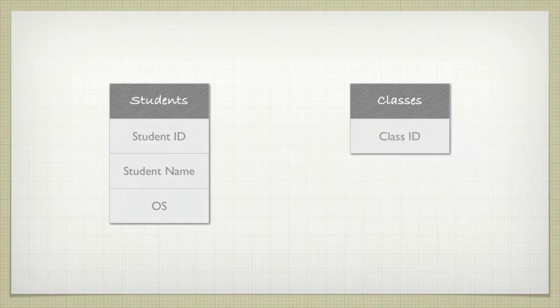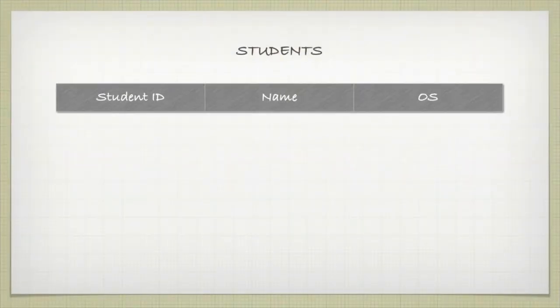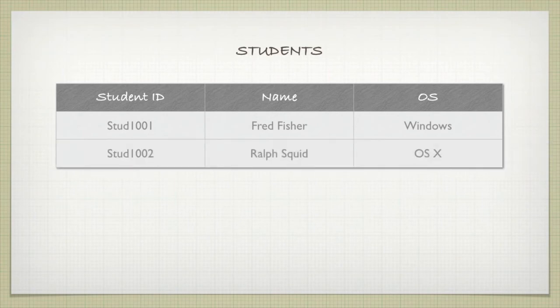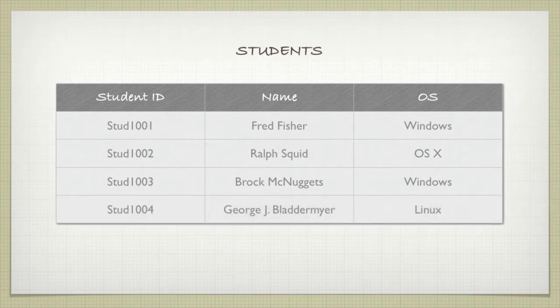For the class, we can have a class ID, a class name, an instructor, and again, all sorts of other information. If we look at the student table itself, we might have a table that looks something like this with the student ID, the name, and the operating system. And student 1 listed there is Fred Fisher, who uses Windows as an operating system. And student 1002, Ralph Squid, who uses OS X. And student 1003 and 1004, all of that information about the students.